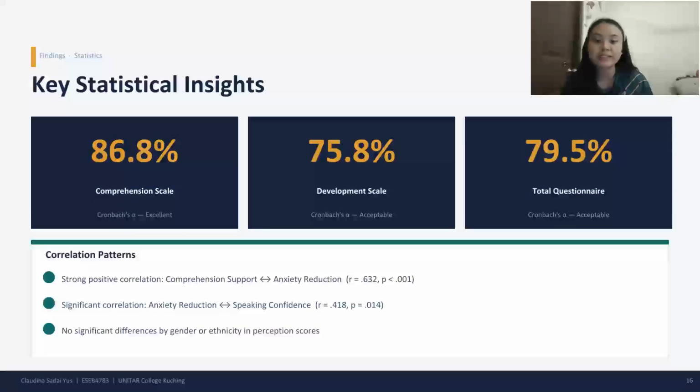Next are the no significant differences, where there is no score stated. Okay, these are the key statistical insights for the questionnaire for the students.